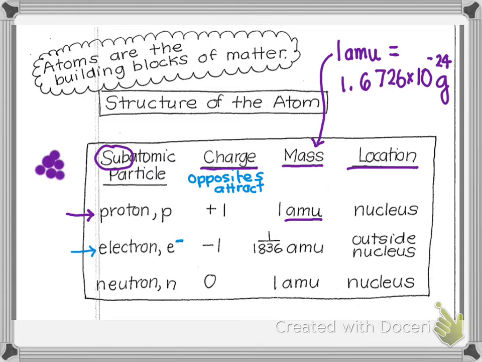Now, electrons are teeny, teeny, teeny, tiny. If I wrote their mass in grams, it would have a -28 grams. So they're much, much, much smaller than a proton. And if I put it into atomic mass units, you can see that it is 1/1836. It is negligible. The mass of an electron is negligible. It means we don't even know they're there based on their mass.